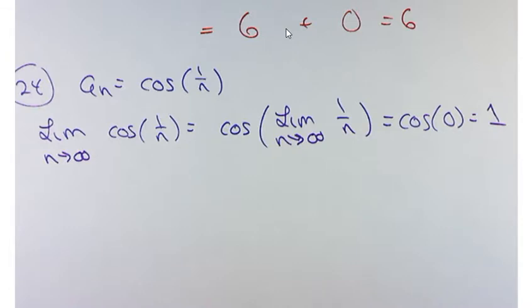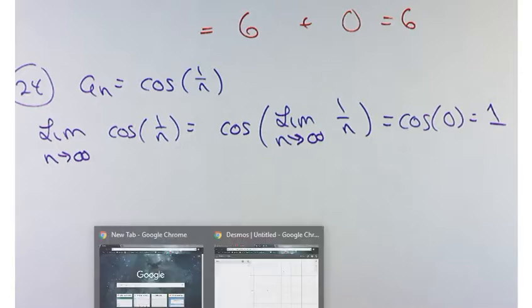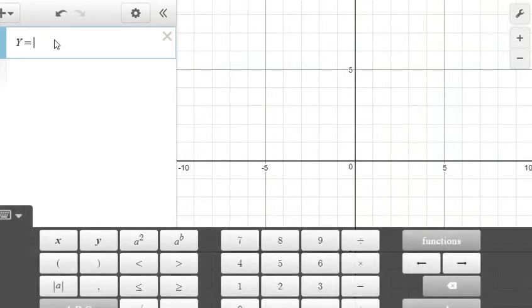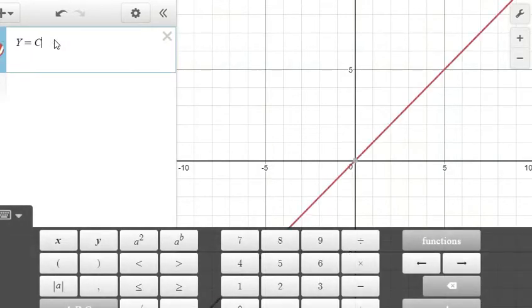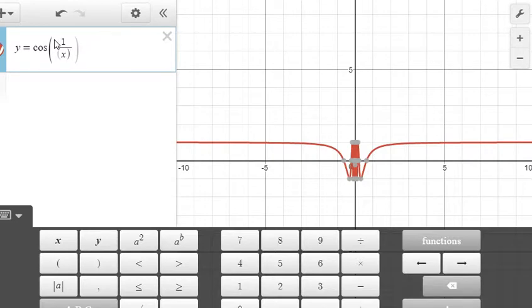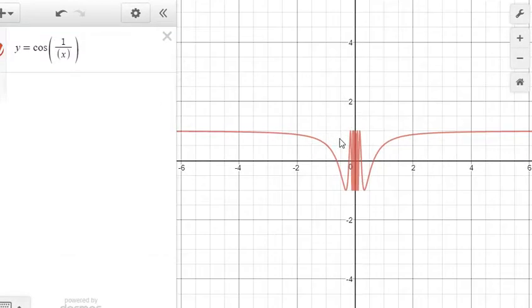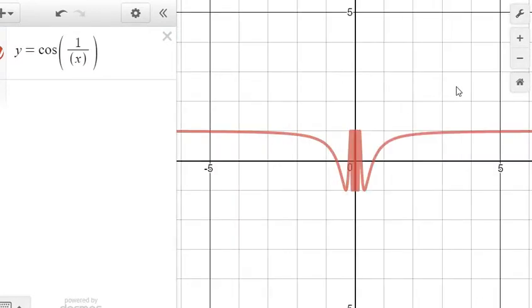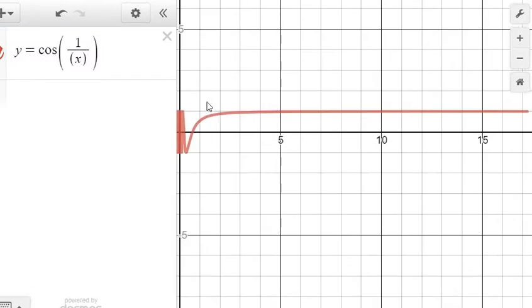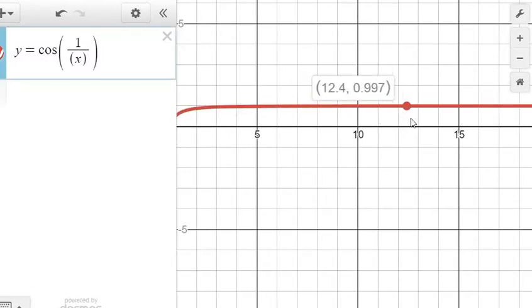Let's take a look at that graphically. So let's go over to Desmos real quick and look at y equals cosine of 1 over x. So this stuff in the middle, does it matter to us? Not really, because we're looking for the limit as x approaches infinity. So what we're looking at is what happens to the value of cosine as you get farther and farther out the x-axis. And you can see that it's settling down pretty closely to y equals 1.